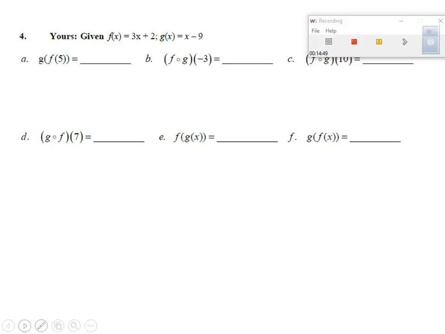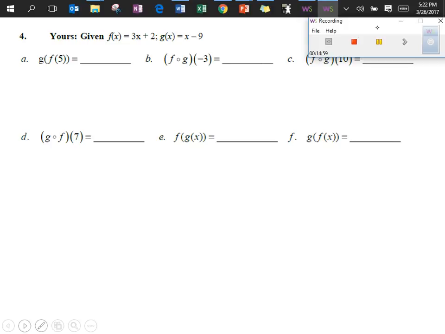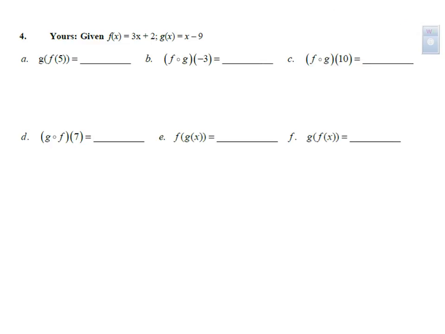Looks like I skipped number 3 for you. But here goes our number 4. Guys, the number parts are exactly the same. Need to get this out of the way a little bit. There we go. Okay, so here goes my g of f of 5.